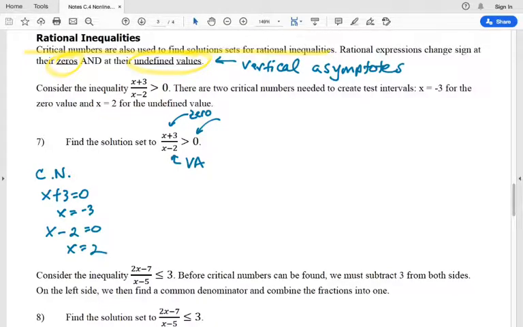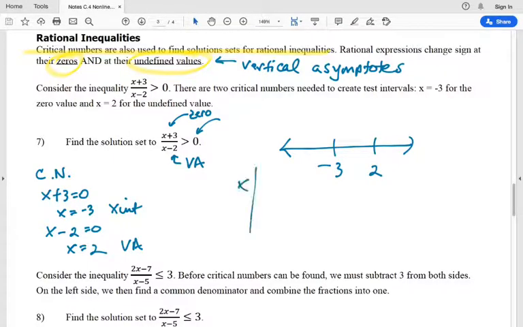And then you're going to do the same number line that we have been doing. This was my x-intercept, and this was my vertical asymptote. Okay, so doing the number line, at -3 we have a critical number, and at 2 we have a critical number. So we're going to, again, choose our test points from our intervals. From that interval, I'm going to choose the test point -4. From this interval, I'm going to choose 0. And then from this interval, I'm going to choose 3. And I'm going to determine if it's positive or negative.